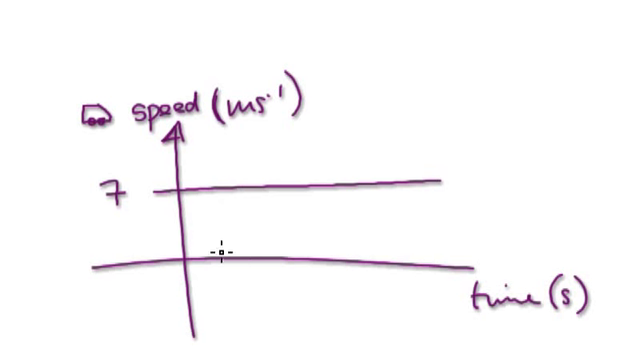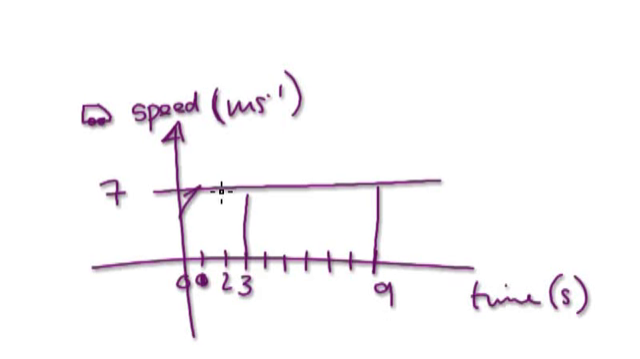Now, if you want to know how far he's traveled after, let's say 9 seconds, well, 1, 2, 3, 4, 5, 6, 7, 8, 9. All you have to do is work out the area underneath the graph. If you want to know how far he's traveled after 3 seconds, then 0, 1, 2, 3, then work out the area underneath the graph, which will be 21.